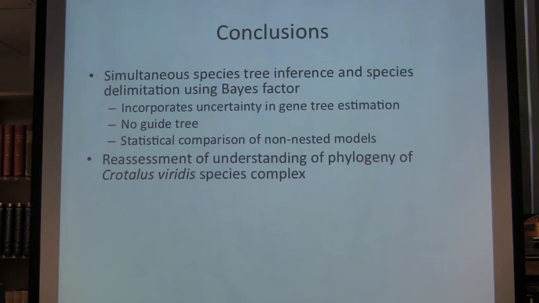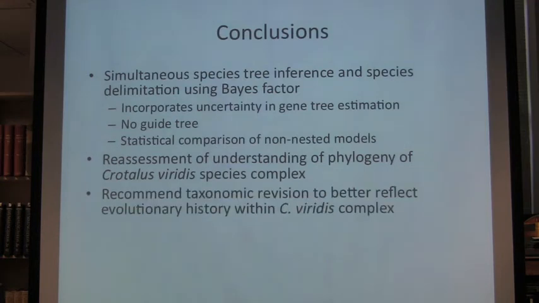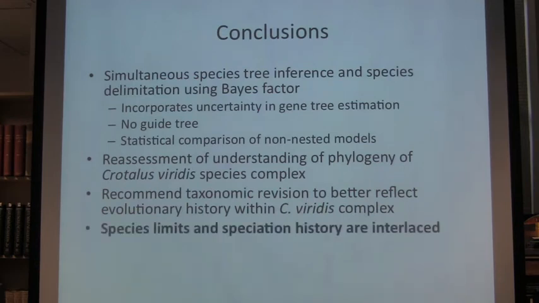I have reassessed the understanding of the phylogeny within the Crotalus viridis species complex, and as a result, recommend taxonomic revision that better reflects the evolutionary history within this group. So I want to leave with the thought that species limits and speciation history are interlaced, and it's inappropriate to study them independently. They must always be studied together.